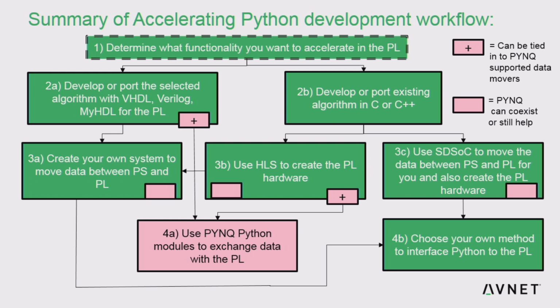And then the final block of that tree is how do you want to get, so you have C code, now you've got to get to Python. So now you just need to choose whatever your favorite method is to get from Python to your C code, and you're done. Now you've accelerated your Python using these tools, you're now getting your Python accelerated in hardware.